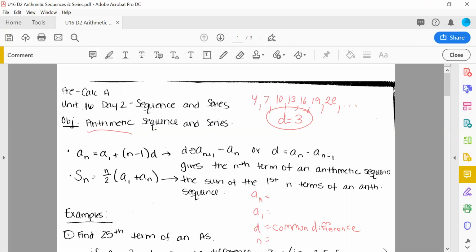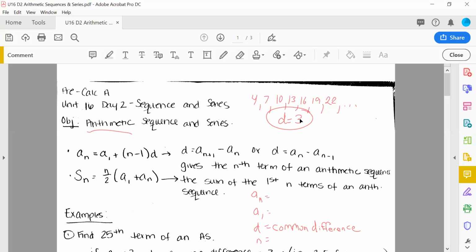In general, how can you find D? You could find D by taking any term minus the previous term, which is also written here, any term minus the previous term. So if I take 7 minus 4, I'll get 3. If I take 19 minus 16, I'll get 3. If I take any term minus the previous term, I will get the common difference.